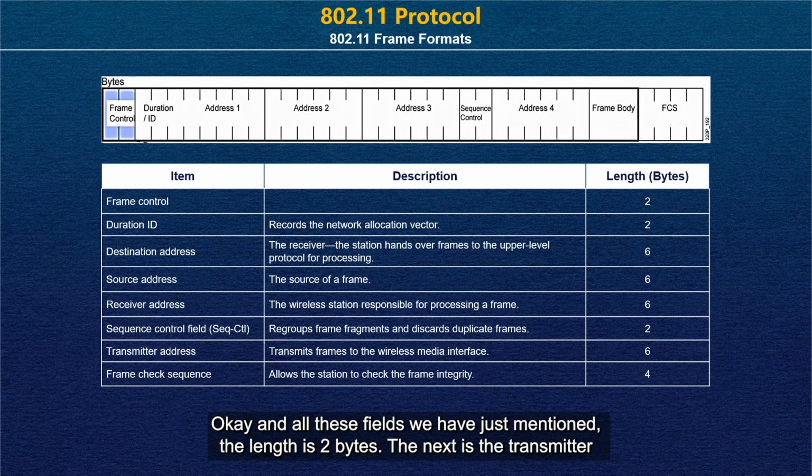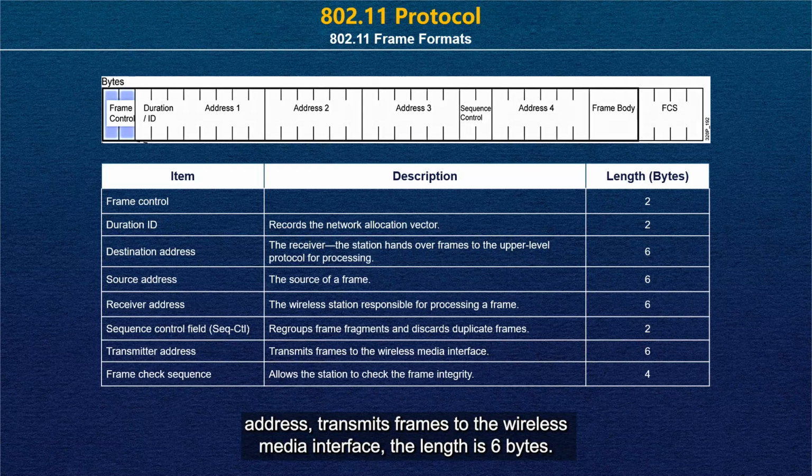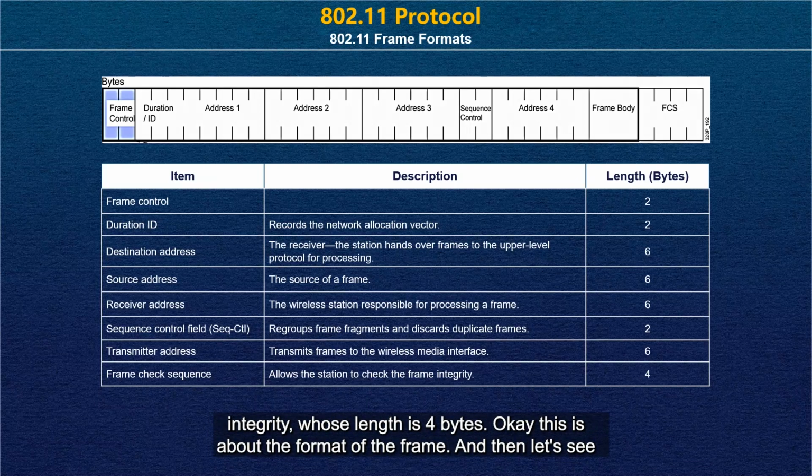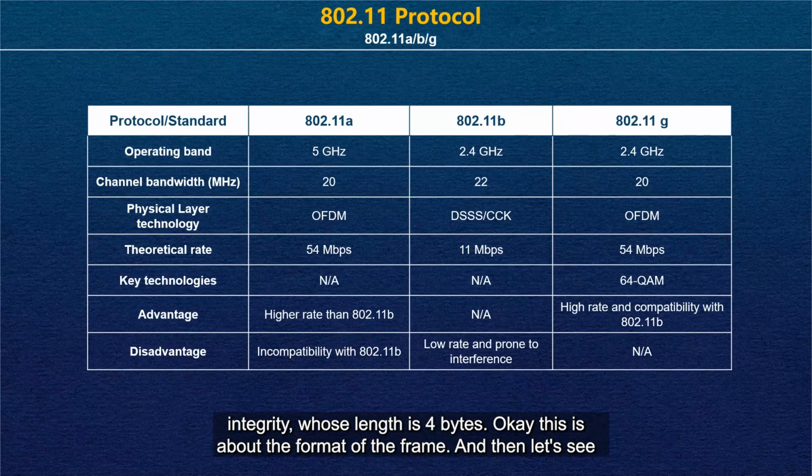Okay, next is the transmitter address. It transmits frames to the wireless media interface. Okay, the length is 6 bytes, and the last field is the frame check sequence. We call it FCS. It allows the station to check the frame integrity, and its length is 4 bytes. Okay, this is about the format of the frames.